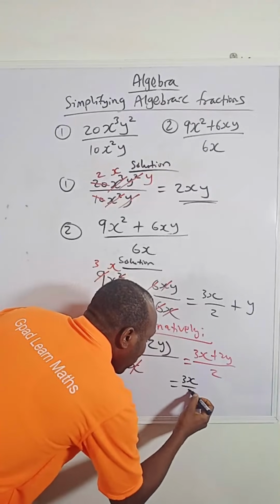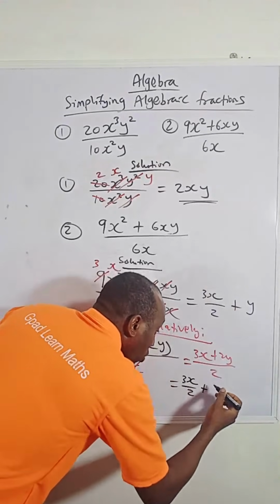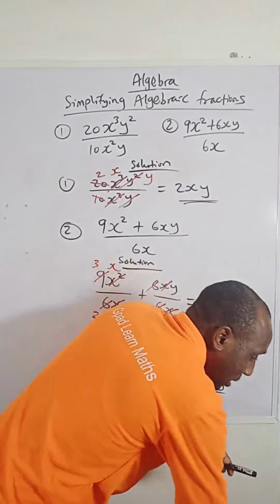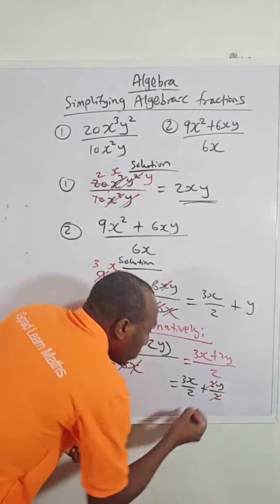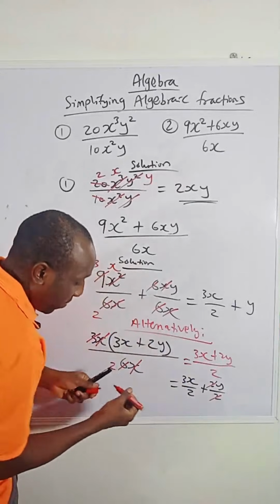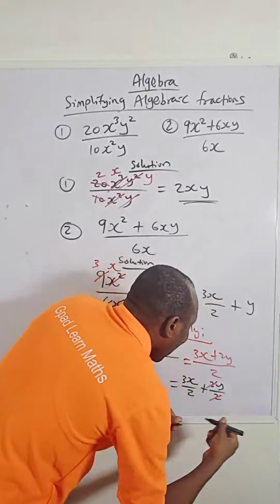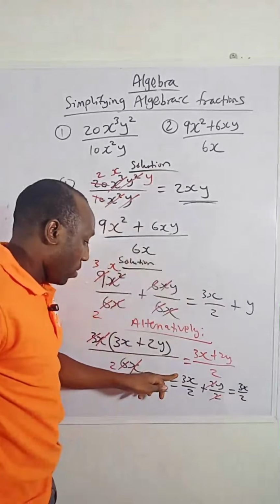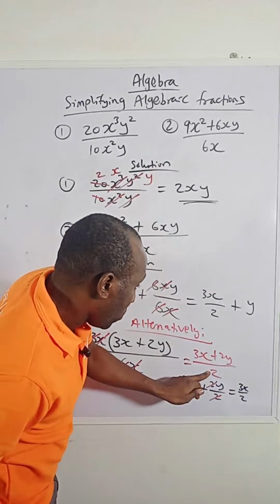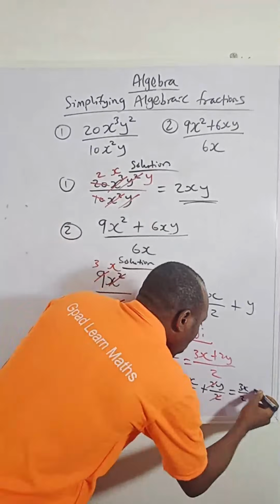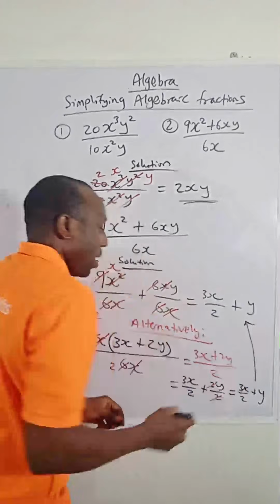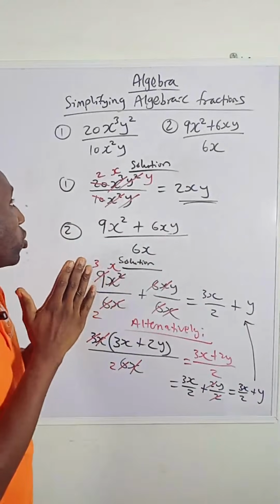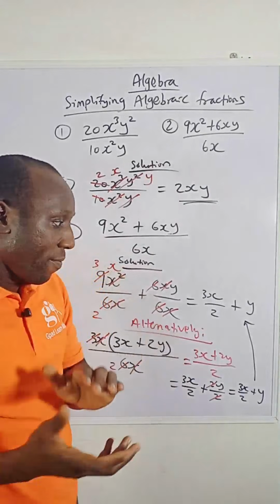3x over 2, like I explained before, plus what? 2y over 2. You see that? So this 2 we cancel 2. So you say 2 cancels 2. You can't divide this any further. So your answer becomes what? What we have before, which is what? 3x over 2 plus what? Plus just y plus y. And the same thing as what we have here as well. You see that? So this is how to simplify algebraic fractions.